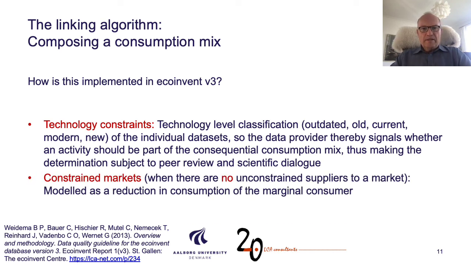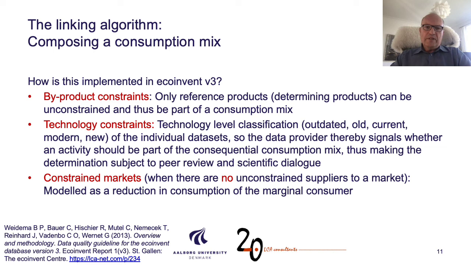For constrained markets, when there are no unconstrained suppliers to a market, this is modeled as a reduction in consumption of the marginal consumer, just as we've just seen in the example of sodium hydroxide. And finally, the byproduct constraints. There we have a rule saying that only reference products, that is determining products, can be unconstrained and thus part of the consumption mix. So byproducts are consistently not included in the consequential mix.